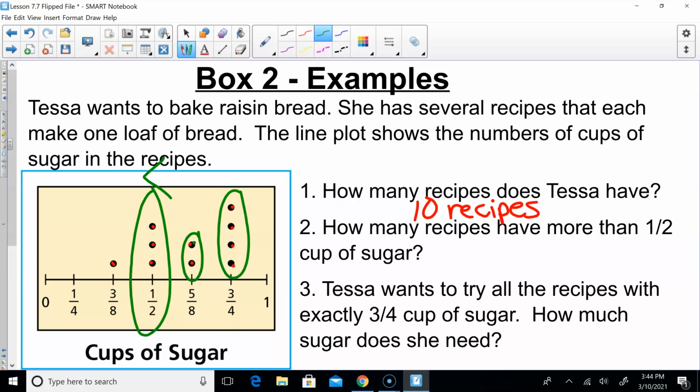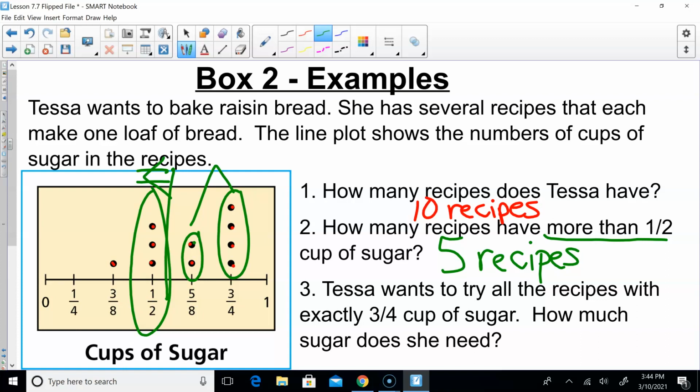Oh, I just realized that. These have exactly 1/2, so these would be equal. I don't really count these because they are equal. The ones that have more would actually be those two. So it would actually be 5 recipes. That's why it always pays to double check your answers. I was about to say 9, but I read the question again, and that word "more" got me, versus saying how many have at least. So remember, the word choice and the words in our problems really need to help us focus.